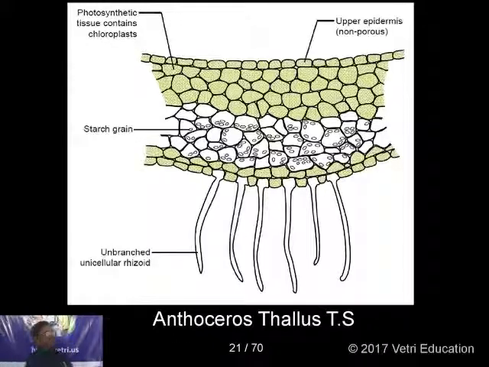Next, this is the internal structure. I told you already, in the internal structure there is no differentiation of tissues, but here you can find some unique characters. One is the chloroplast having a pyrenoid. Another is that blue-green algae are also found in the thallus and give nitrogen material. And starch grains are found, and these are the unbranched unicellular rhizoids.